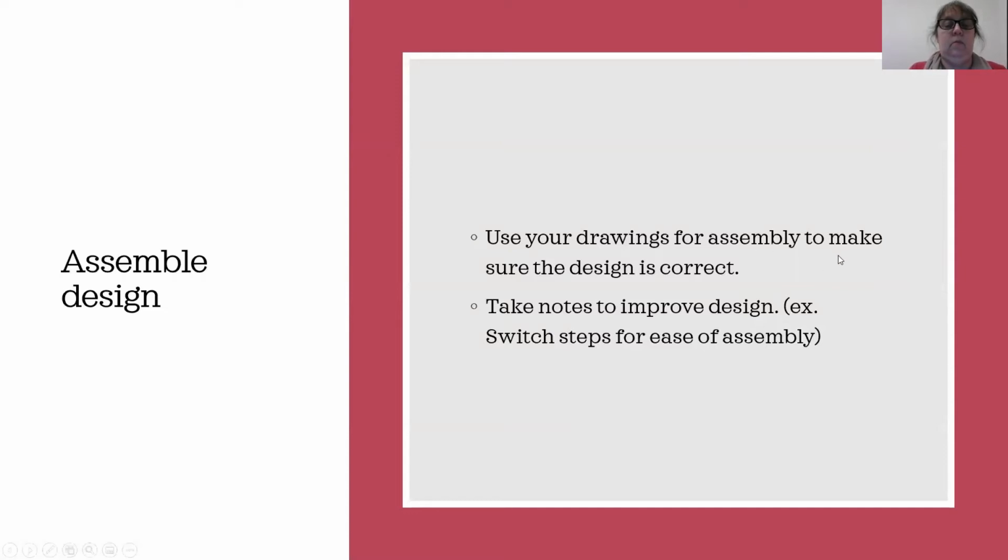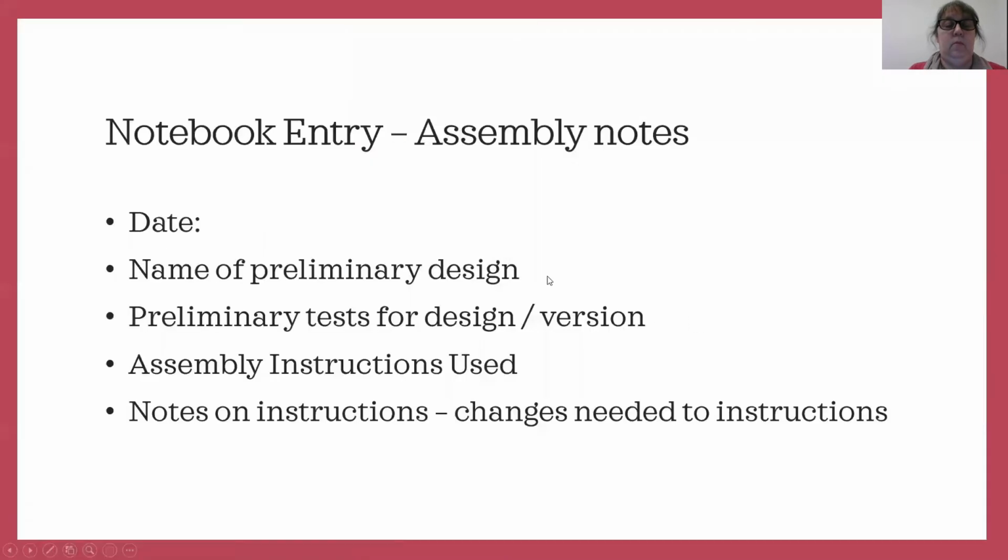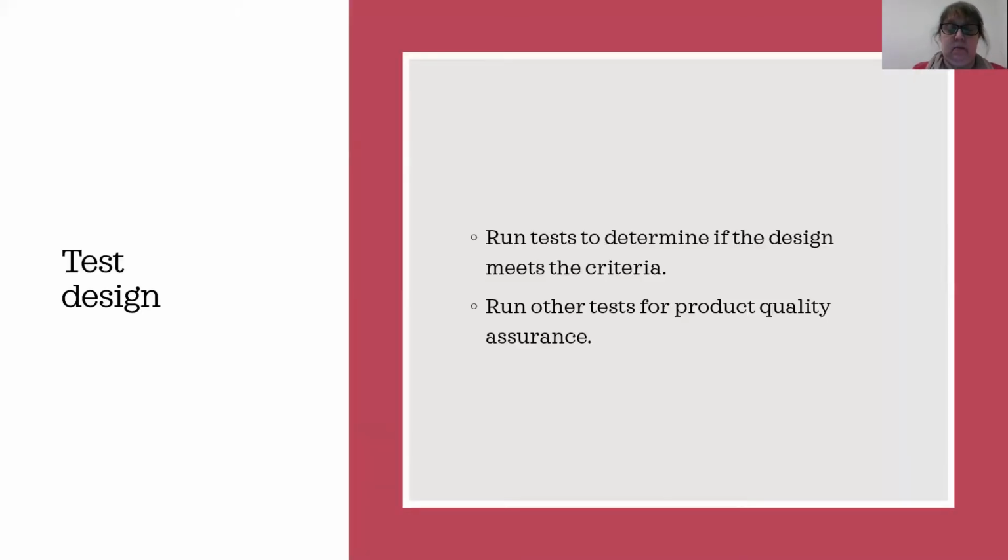So you're going to use your own assembly procedure to build it, and then also take notes to improve the design. So when I say take notes to improve the design, what do you think the next slide is going to be? A notebook entry, assembly notes, date, the name of the design, the tests for the design or the version, assembly instructions used for the assembly, and notes on the instructions, changes needed, like do this thing first. Because sometimes when you're building something, you build it out of order and you have to take it apart and change the order. So make sure you make those notes. And then you run your tests. You test to determine if you've met your design criteria.